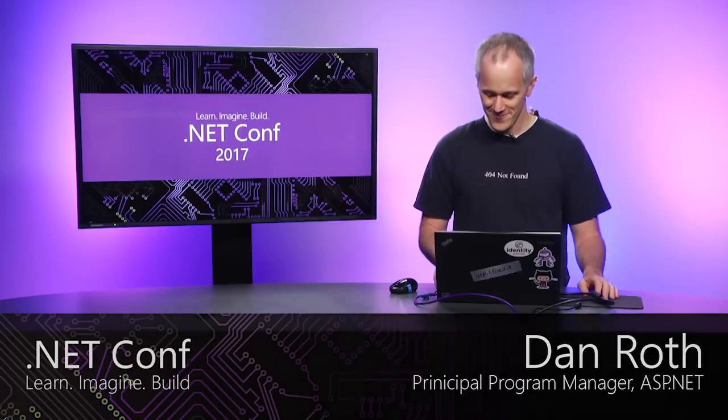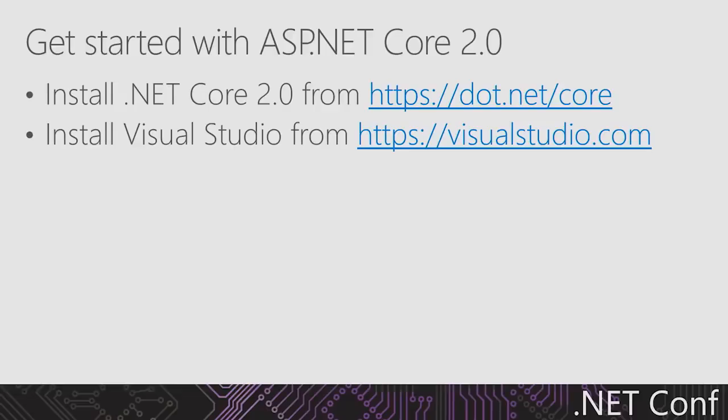Let's get started. So first of all, if you haven't already, you're going to want to go and install .NET Core 2.0. So go to .NET/core and install .NET Core 2.0 for your platform of choice, Windows, Mac, Linux. That will include ASP.NET Core 2.0, so that's really what you need. So go do that right now if you haven't already done it.